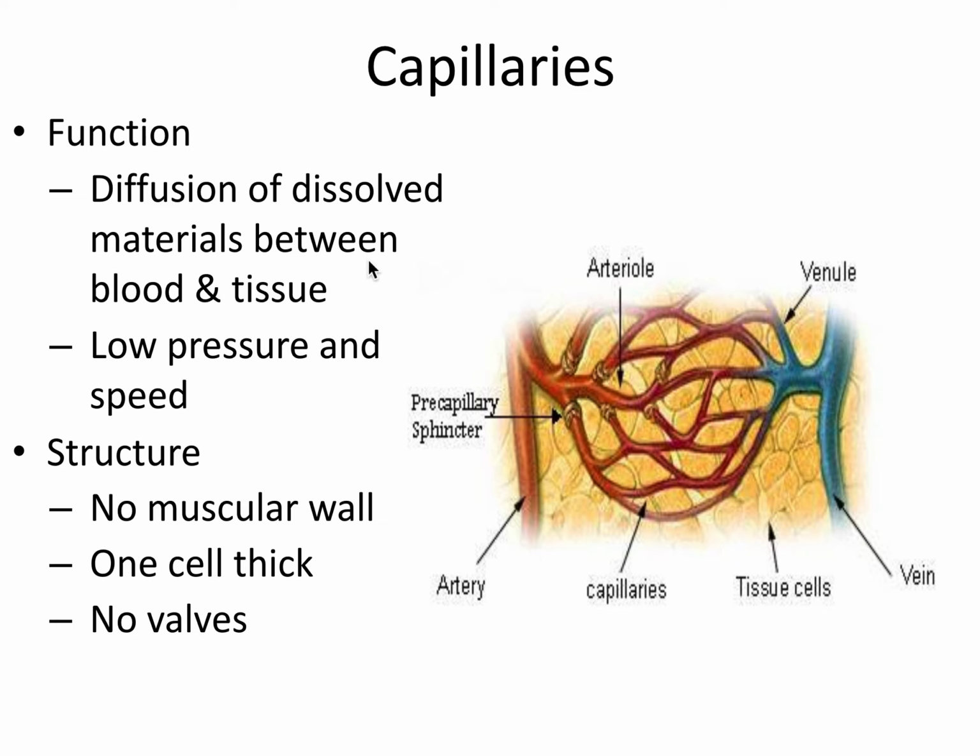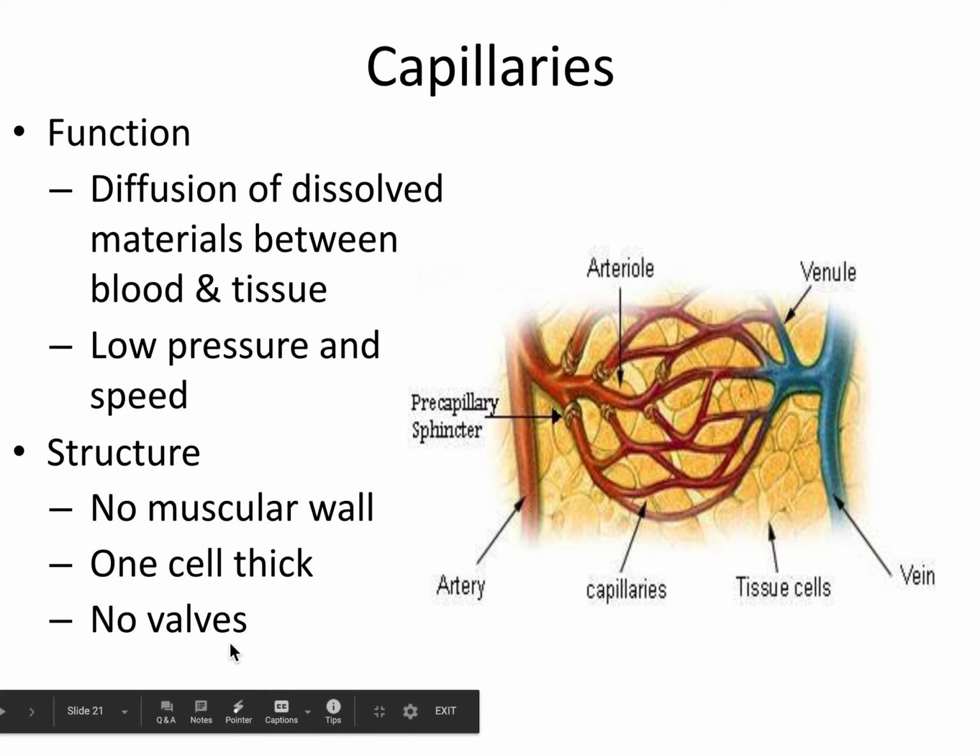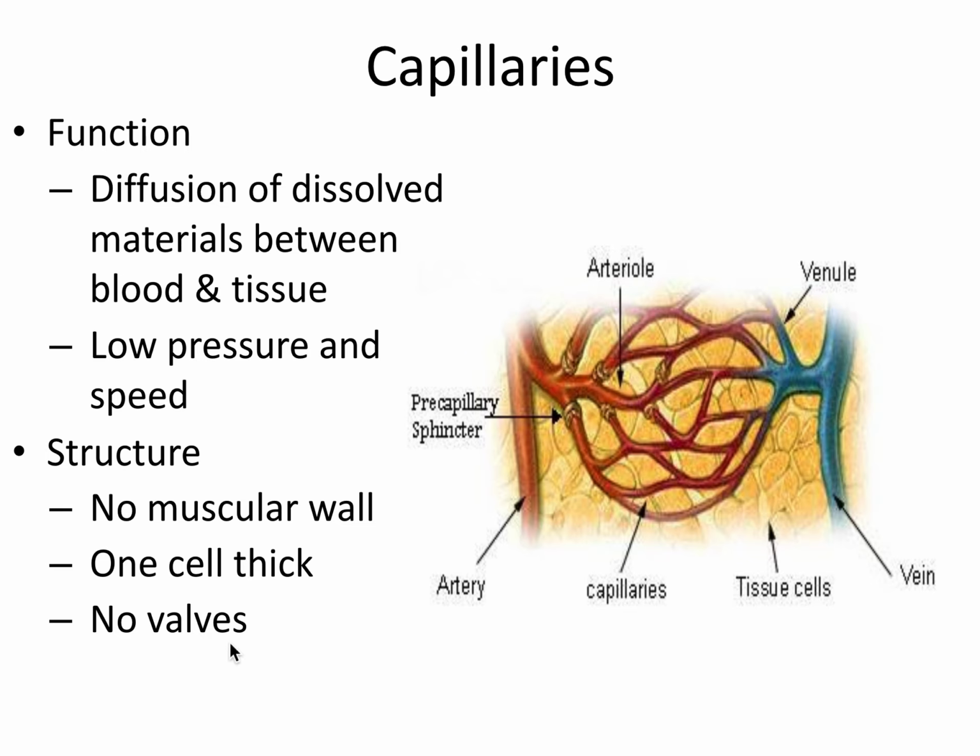So the function of the capillary is diffusion of dissolved materials between blood and tissue. It's very low pressure and speed because the vessels are so thin, so there's no muscular wall, just one cell thickness, and no valves. So it's just constant flow. There's nothing stopping backflow.